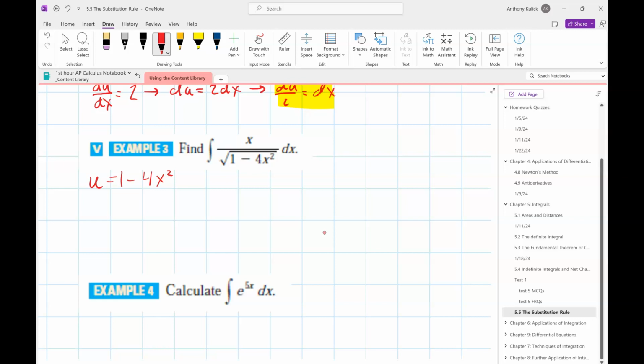Let's try it, right? So the derivative is negative 8x. Get the du by itself. Now, I see the x and I see the dx, but I don't have the negative 8. So we'll do that, right?